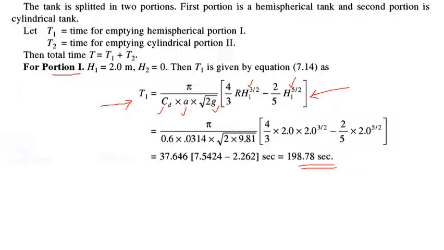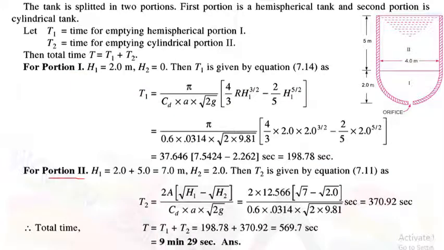Sorry, T1. Okay. Then for portion 2, H1 is equal to 2 plus 5, that is 7 meters. H2 is equal to 2. How H2 becomes 2 is that when H2 is 2, the cylindrical portion will be empty. So T2 can be calculated by the equation 2a into square root of H1 minus square root of H2 divided by CD into A into square root of 2g.